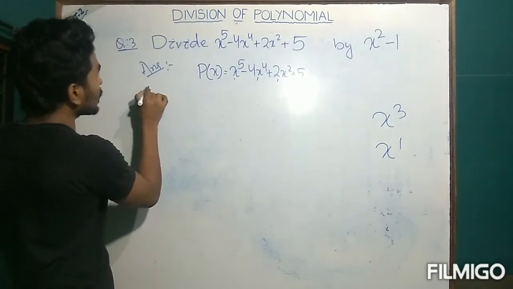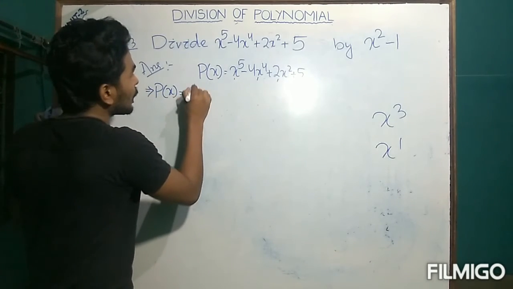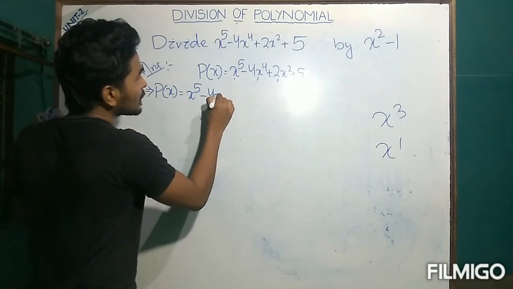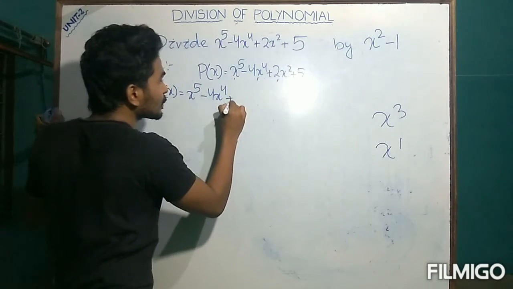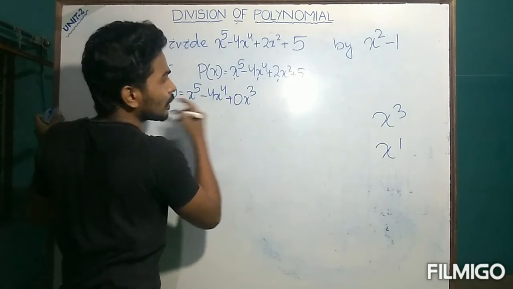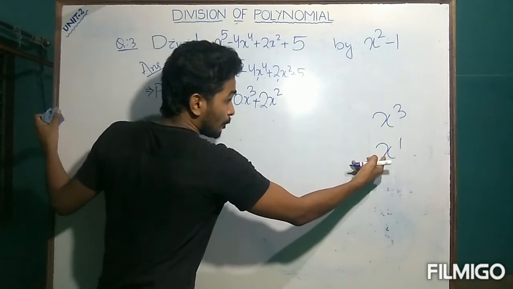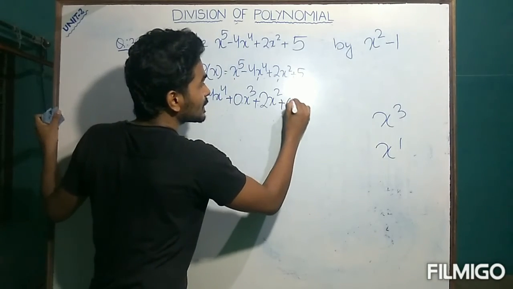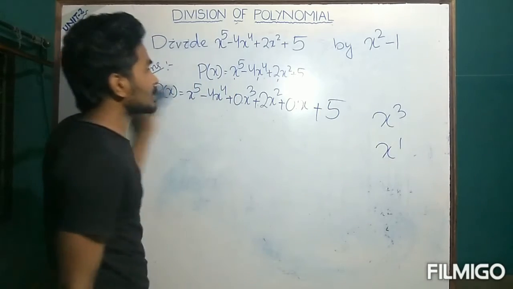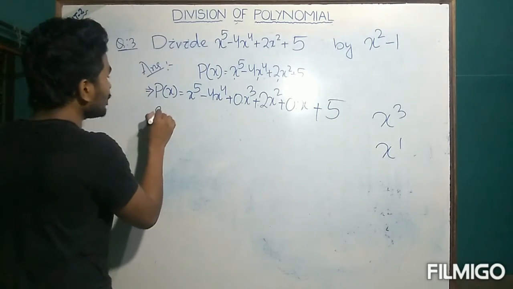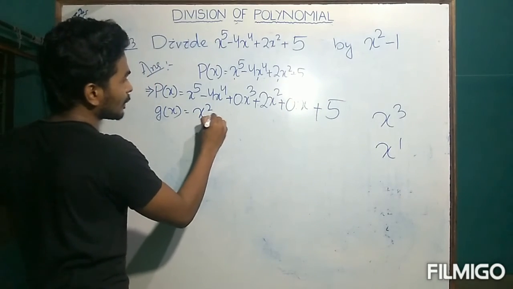Hence our original polynomial will be how much? You can write p of x is equal to x to the power 5 minus 4x to the power 4. Okay. Then which term is missing? X to the power 3. So you can write 0 into x to the power 3. Okay. Then 2x square. Then the power 1 term is missing, so you can write 0 into x, or x to the power 1, plus 5. This is our dividend. And we have divisor x square minus 1. So write x square minus 1.